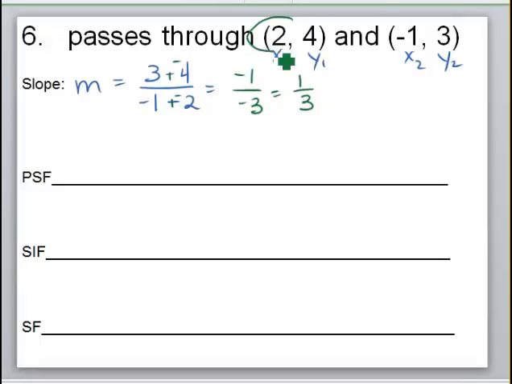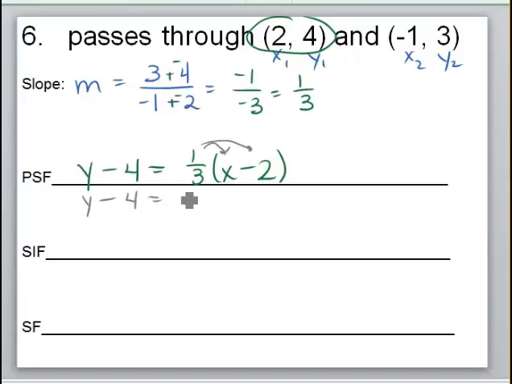Let's use this point. It's all positive right here. So we're going to say the point slope form would be y minus 4 equals 1/3 times x minus 2. Let's go ahead and put that now into slope-intercept form, distributing y minus 4 equals 1/3 x minus 2/3. My next step would be to add 4 to both sides, which gives me y equals 1/3 x. And then I'd be adding those together, a negative 2/3 and a 12/3. 12 and negative 2 gives me a positive 10/3.